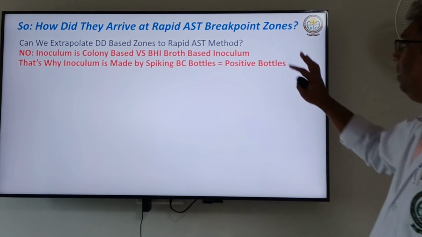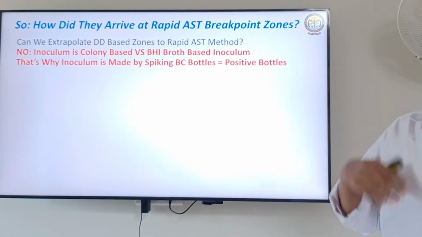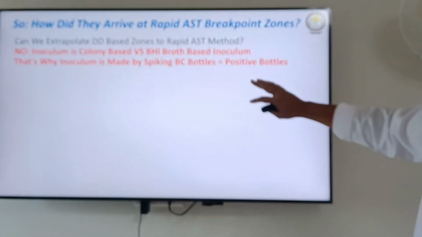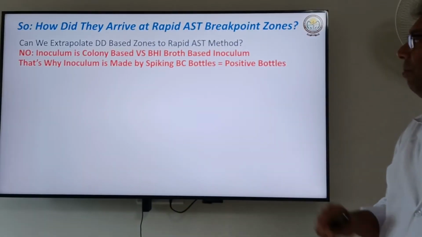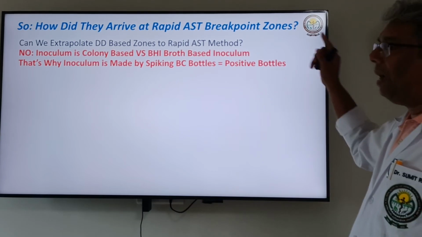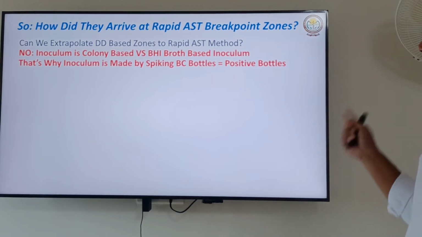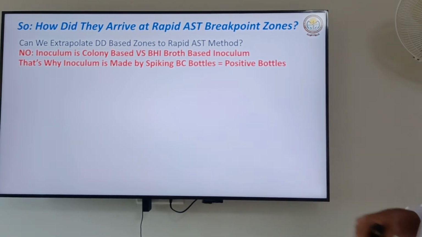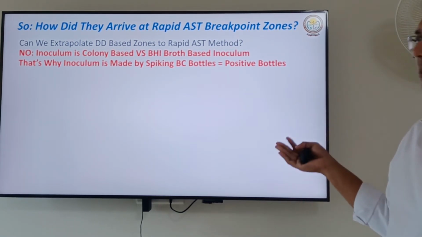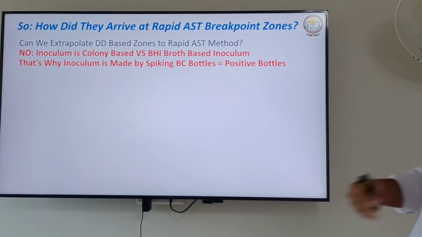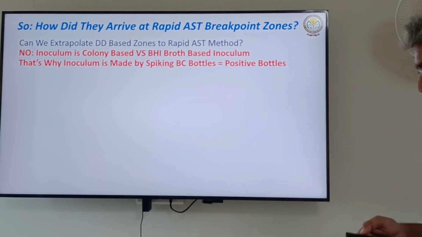So in these rapid methods, we have to create the inoculum by spiking the blood culture bottles and using them as positive blood culture bottles. So we are using positive blood culture bottles as an inoculum and not the colony as an inoculum. That is where the catch lies, and that is why this entire method validation was such a long process, and that's why EUCAST and CLSI took their own time to make this entire protocol. This is a very, very tedious process.